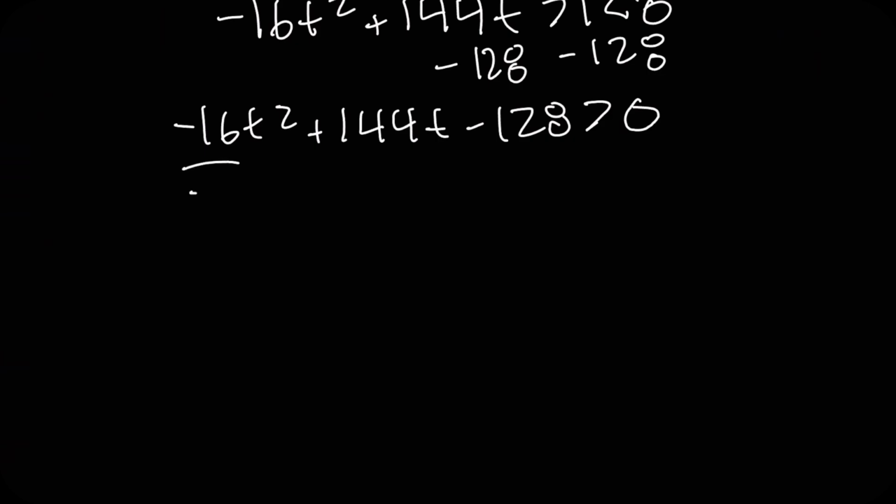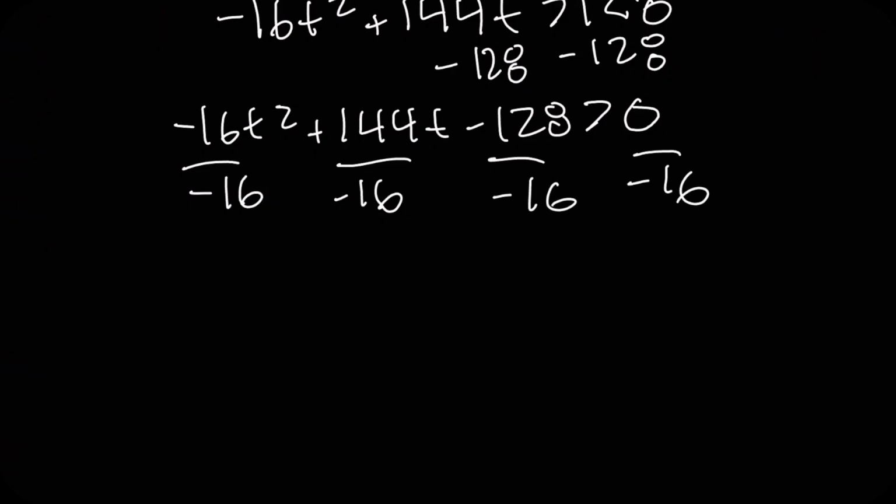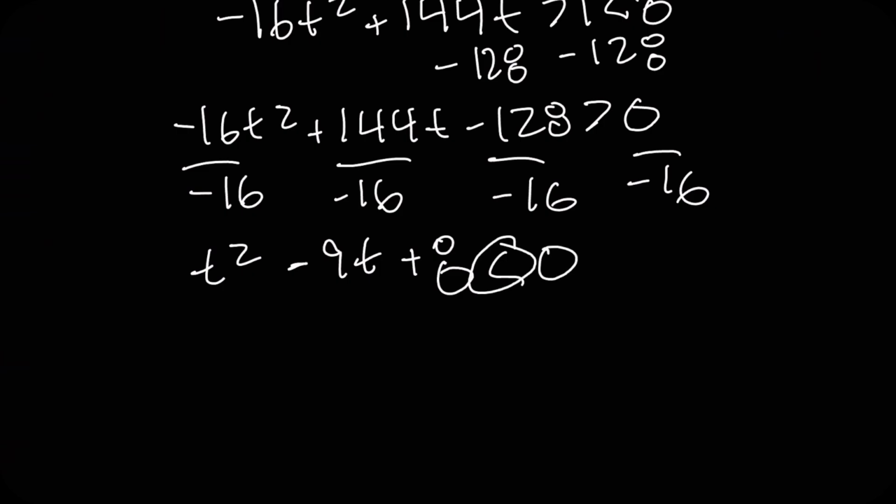First, let's reduce by negative 16 to make it a little bit easier. So this will give us a t squared minus, since we have a negative right here, minus a 9t plus 8. And then we will have a less than 0. And the reason we have a less than now is because we divided by a negative, so make sure to flip your signs here.